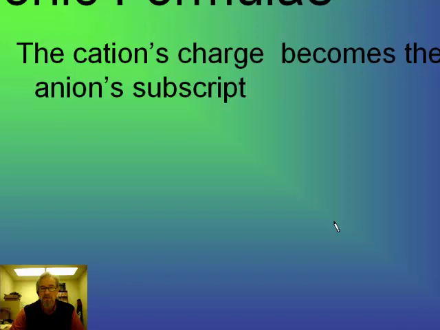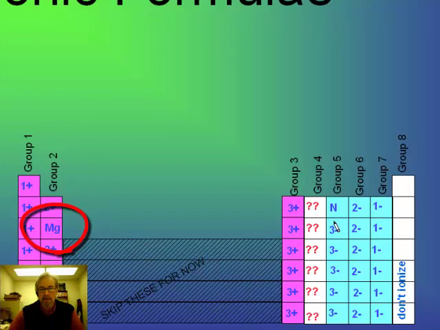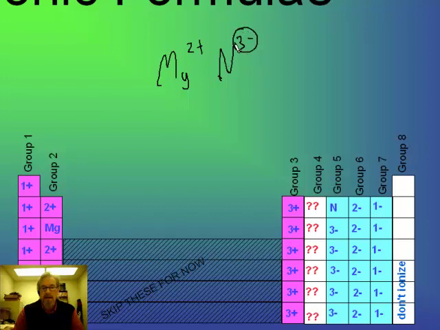Let's look at an example, magnesium bonding with nitrogen. If you look at the periodic table and locate magnesium and nitrogen, you can see that magnesium is located in the second group. Well, magnesium then is a 2+ ion. Nitrogen's in the third group. So I'll write next to it N with a 3- charge. Now here's the idea. I swap these charges. The charge on the anion becomes the subscript on the cation. The charge on the cation will become the subscript on the anion. So Mg3N2 is going to be my formula.